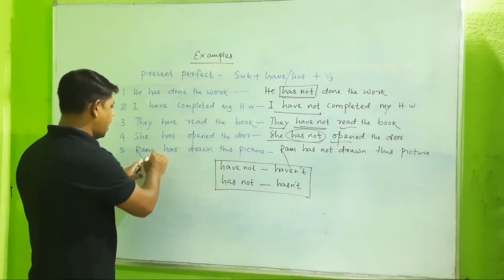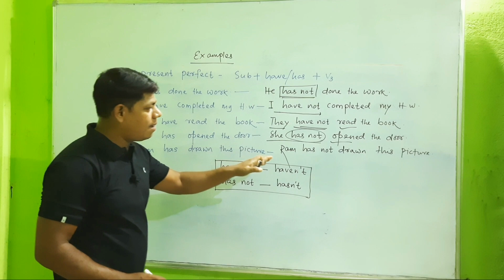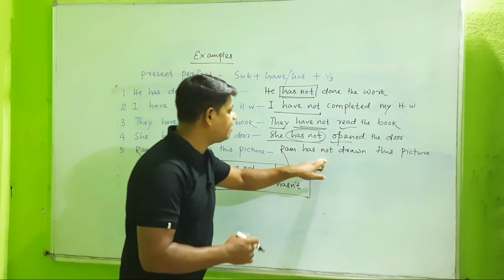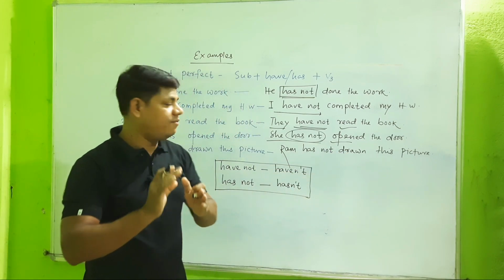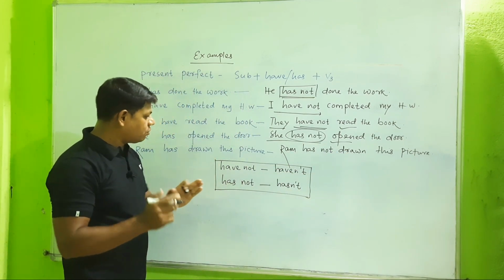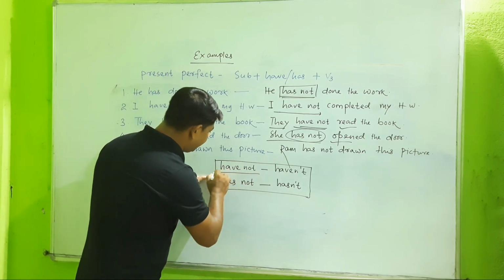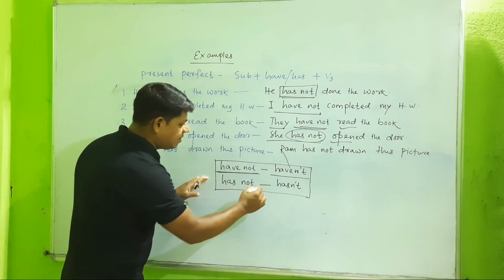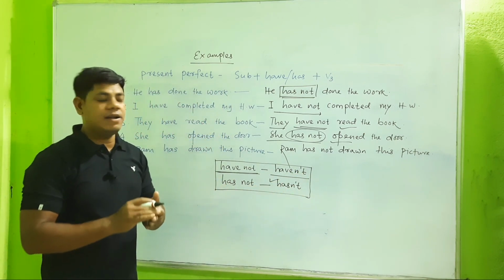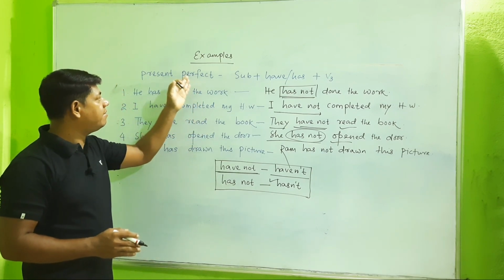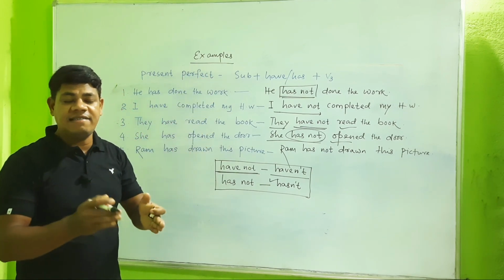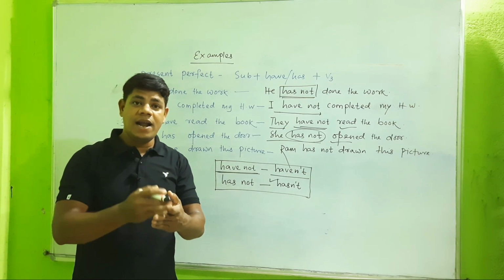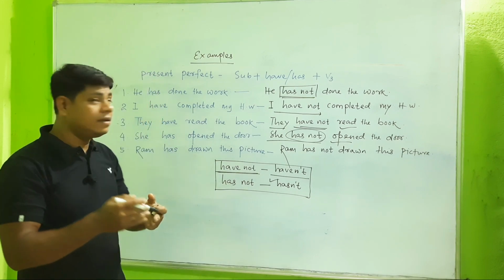Then comes Ram has drawn this picture. It means that Ram has not drawn this picture in its negative form. One more thing you have to remember, you can see here haven't. If you write it like this, it is also no problem. Has not means hasn't. You can write it like this also. So this is all about the present perfect sentence, how this sentence is converted into a negative sentence. Then finally, the last form in the present tense, present perfect continuous, I shall discuss.